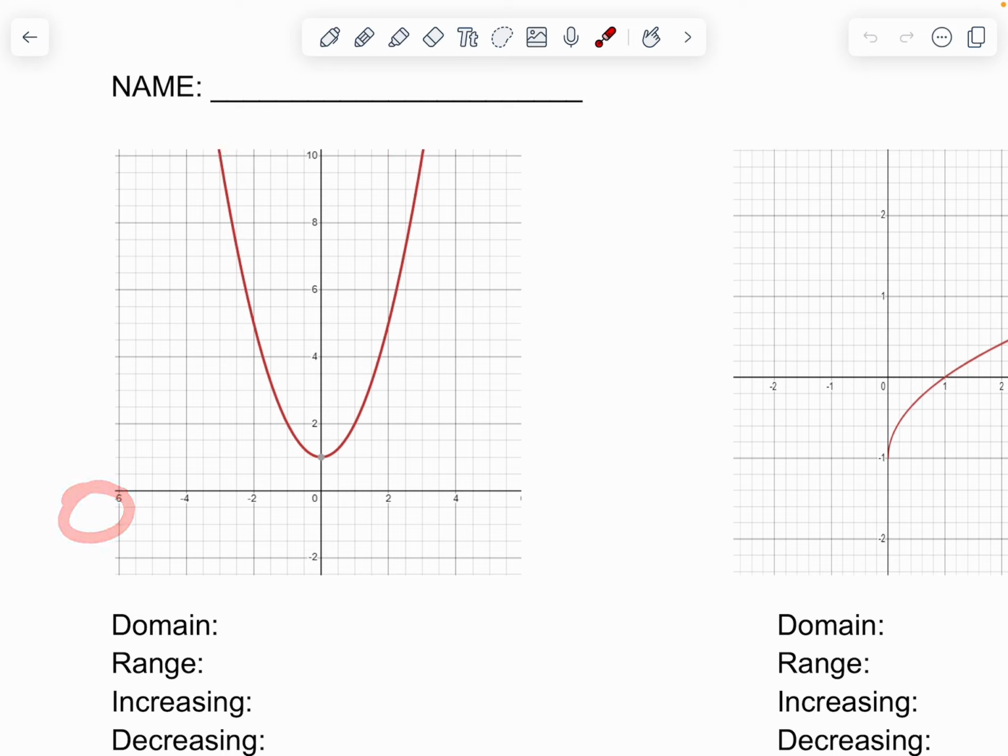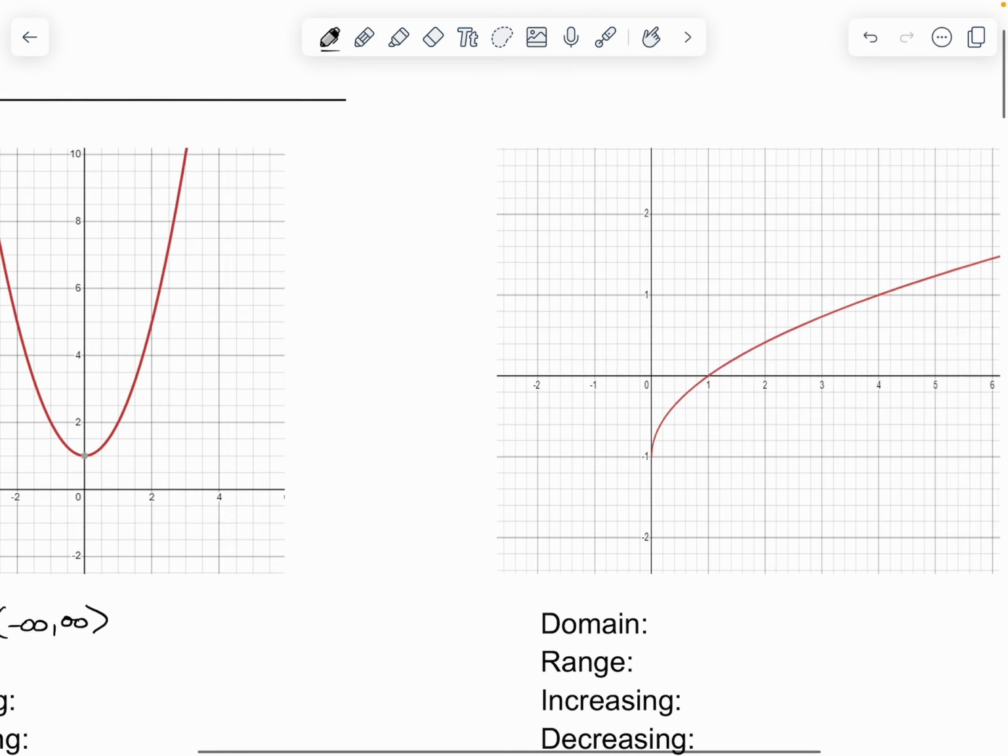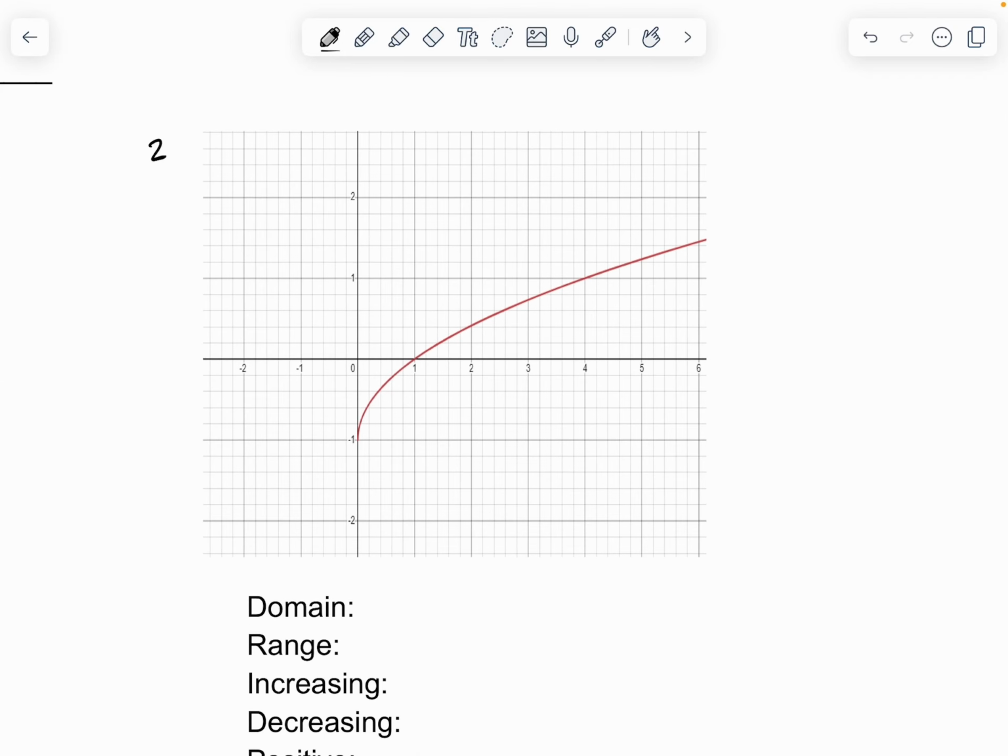So we talked about these are understood with arrows on the end. So over here at -7, -8, anything in negative infinity, this graph is going to actually go up to be there as well. So our domain is going to be from negative infinity to positive infinity for number 1.